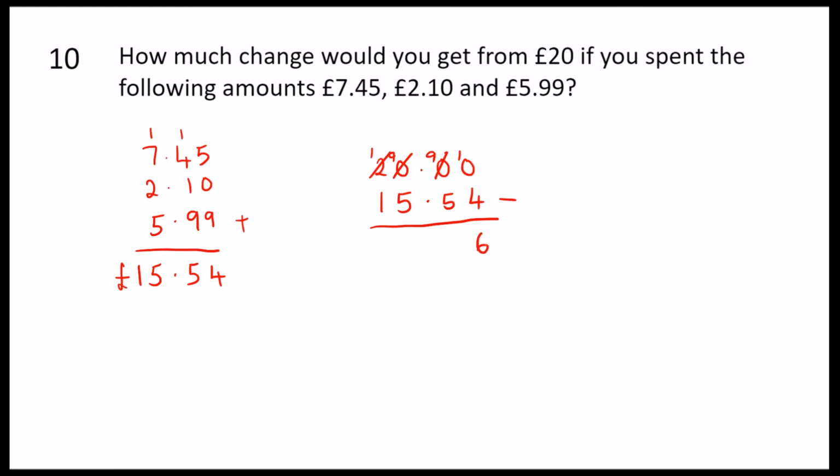10 take away 4 is 6, 9 take away 5 is 4, decimal point needs to stay in line, 9 take away 5 is 4, and 1 take away 1 is nothing. So my final answer is £4.46.